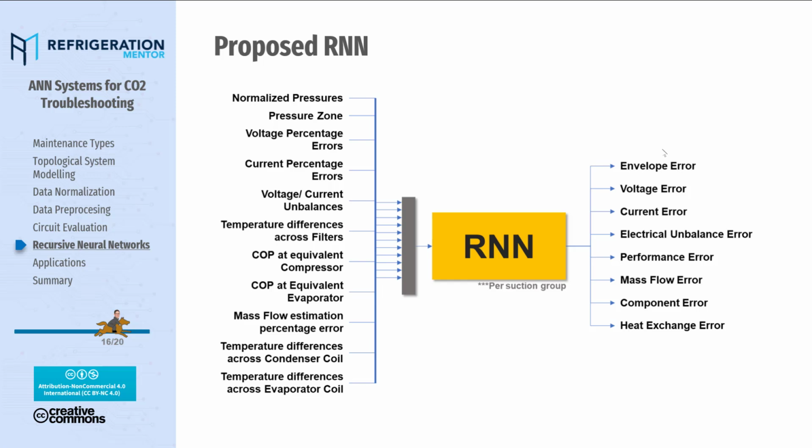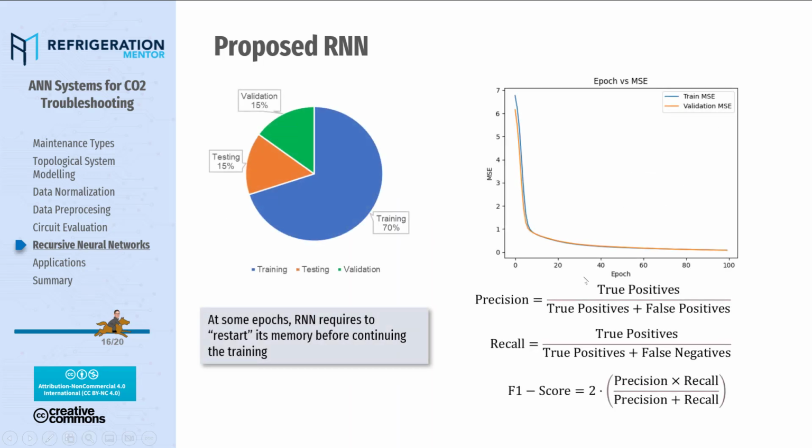So for training and testing our artificial network, some performance indicators are necessary to evaluate the feasibility of this implementation. First, we have the precision, which is the proportion of the correctly identified system issues or faults out of all the predicted issues. A high precision value indicates that the model has a low rate of false positives.